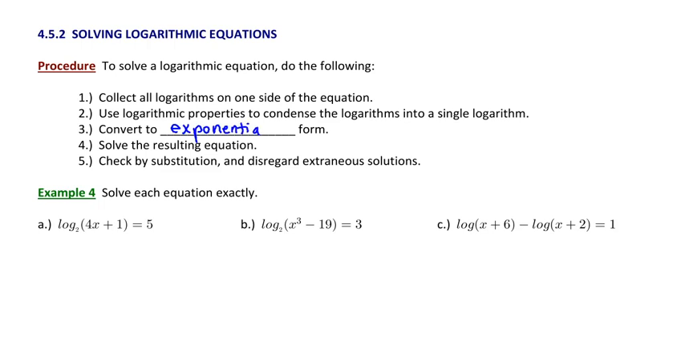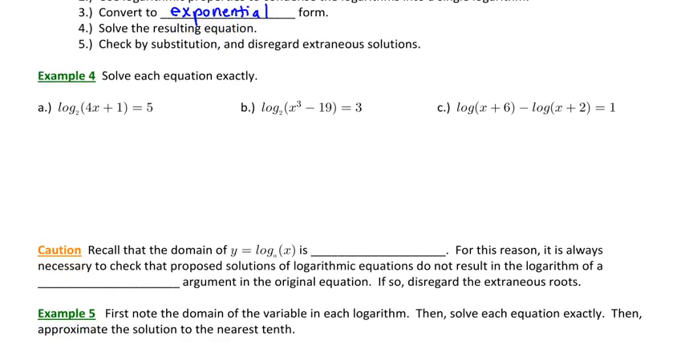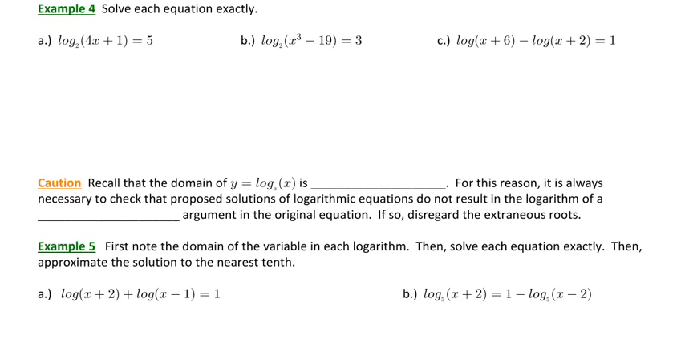This is the point where we're using inverse operations to solve the equation. Once we convert it to exponential form, the resulting equation may be linear, it may be quadratic, it may be polynomial. We can apply an appropriate method at that point to solve the resulting equation. And then number 5, check by substitution, and always remember to disregard extraneous solutions. So let's work on this procedure on example 4.